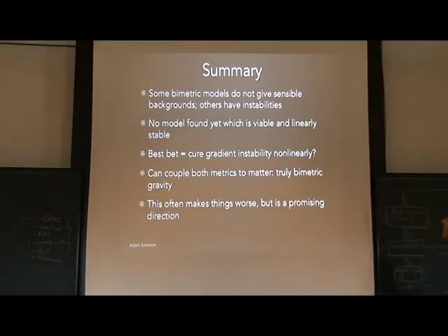Good. Summary of points. Some bimetric models don't give a good background. Some are unstable. Finding something which works is quite tricky. Your best bet is probably to look for something which has a gradient instability, but loses that nonlinearly, which may or may not exist. And there are also problems in the other direction. We have to be very careful if we want to consider more general matter couplings. So that's probably all.